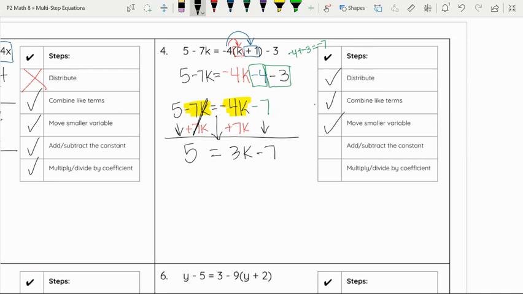I move my smaller variable. Next step is to add or subtract the constant.